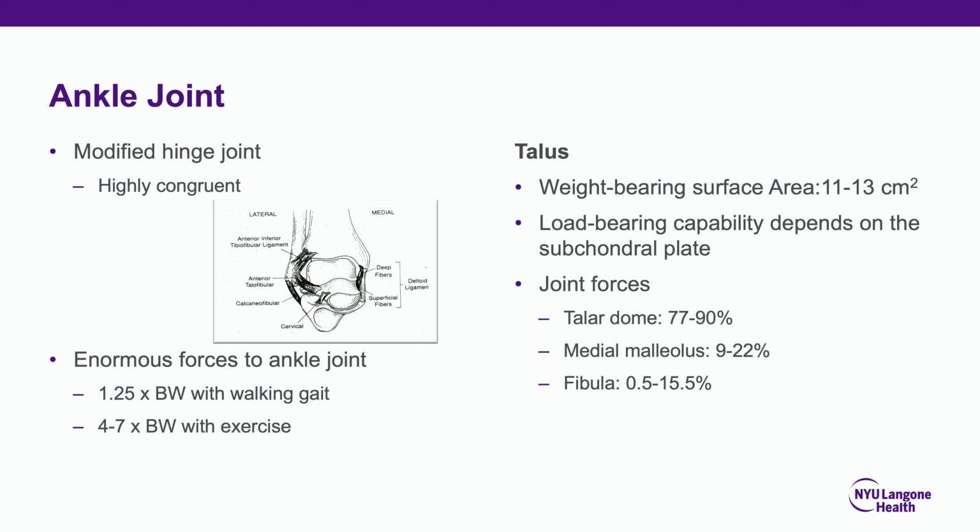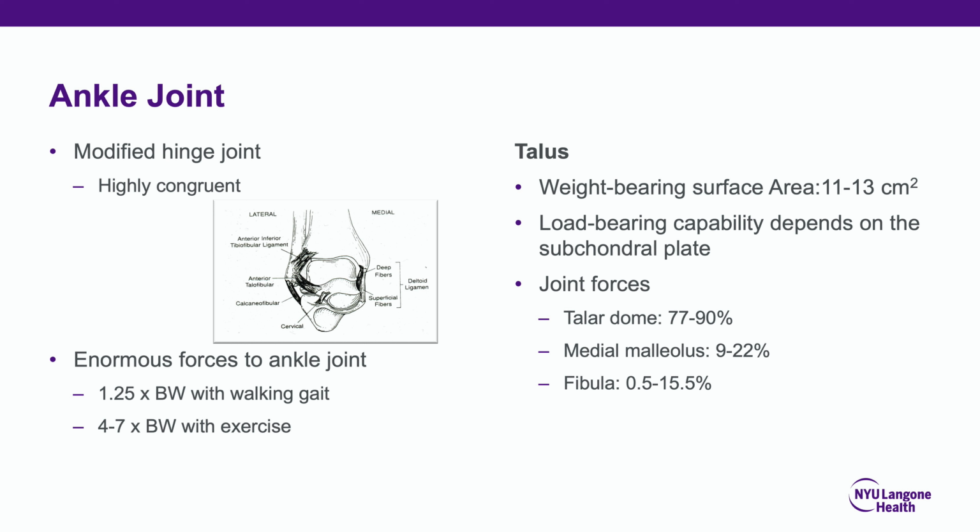Ankle arthritis. The ankle joint is a modified hinge joint. It's highly congruent. And when we're walking, certainly greater than 1.25 times our body weight is going through this. However, when we're exercising, an excessive amount of force will go through the ankle joint with up to 4 to 7 times normal body weight.